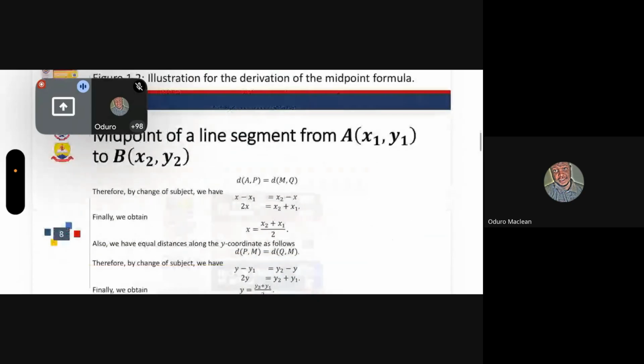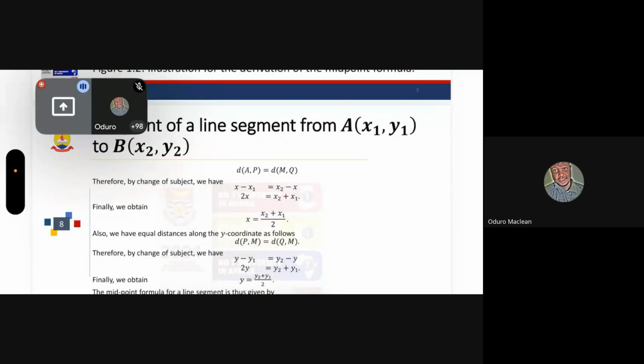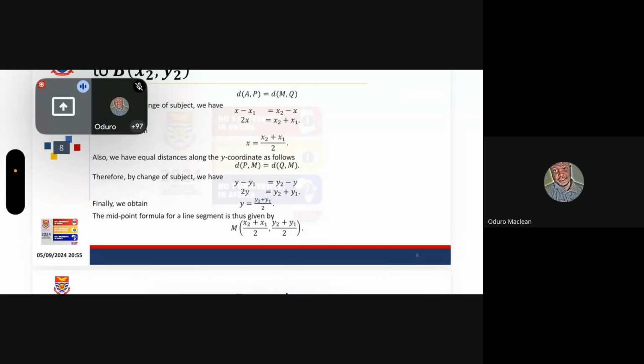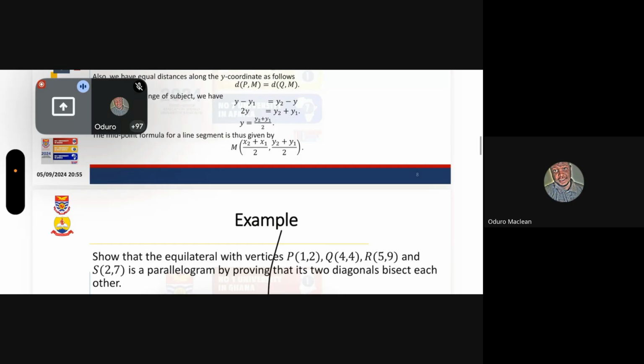In the diagram, I have the coordinate of M. My M is the midpoint. So in place of x comma y, I know that my x is x2 plus x1 divided by 2, and my y is y2 plus y1 divided by 2. So in place of x and y, I'll write x2 plus x1 divided by 2 and y2 plus y1 divided by 2. That's the coordinates for my midpoint.